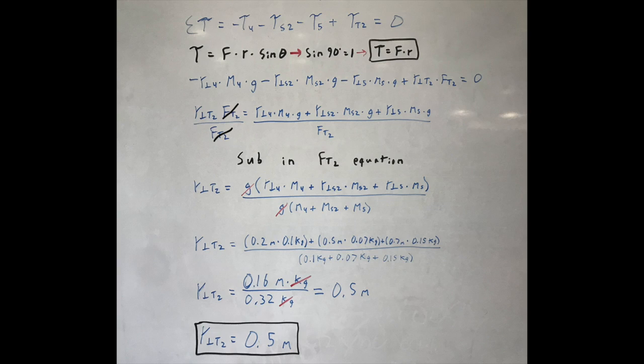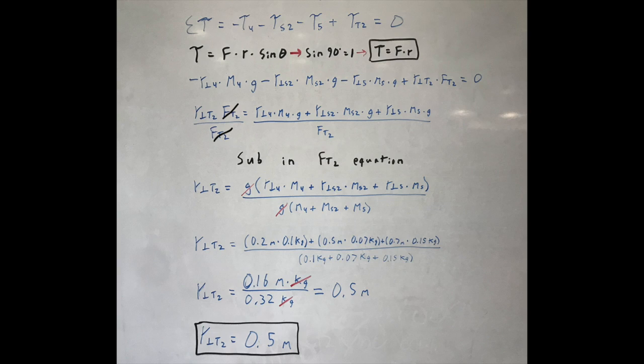Set the net torque equal to 0. Have all torques on one side of the equation and remember to be careful with the signs. Sub in the torque equation for each torque value. Isolate the torque of the second string to one side of the equation. Divide both sides of the equation by the bottom string's tension force. Now sub in the bottom string's tension force equation that was solved for earlier. Cancel out the force of gravity. Now you have your final equation.